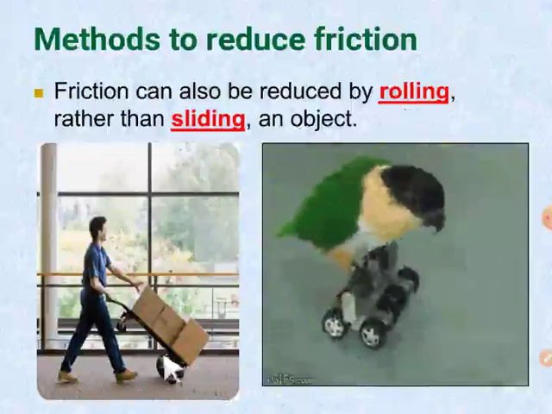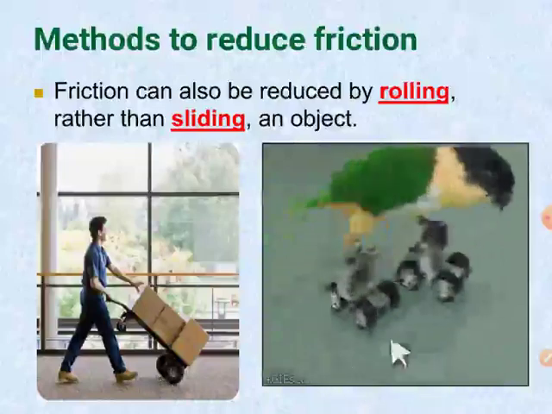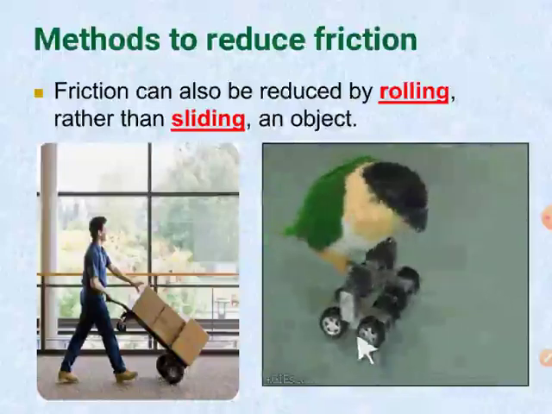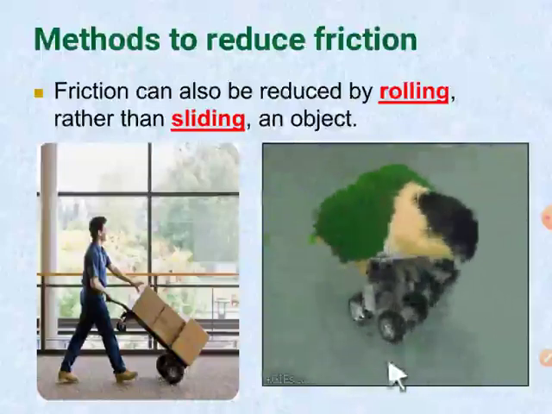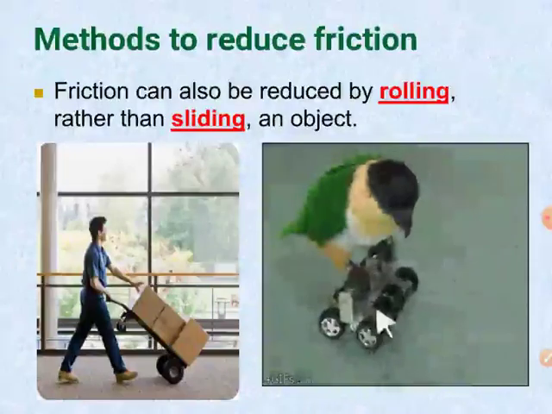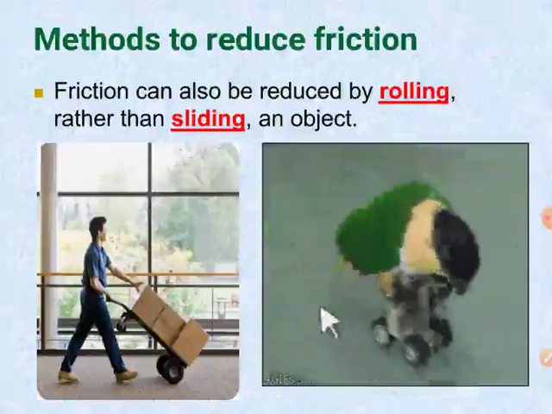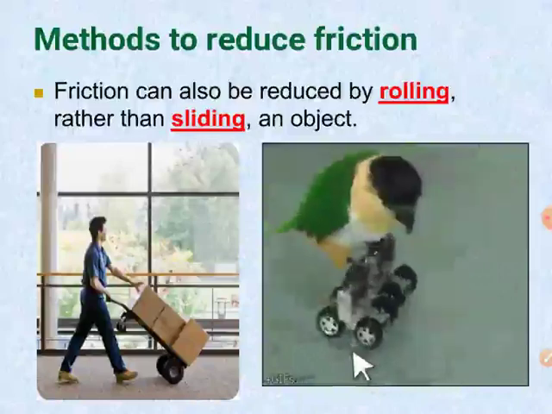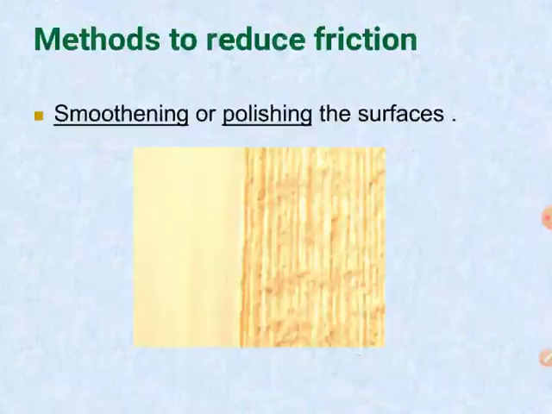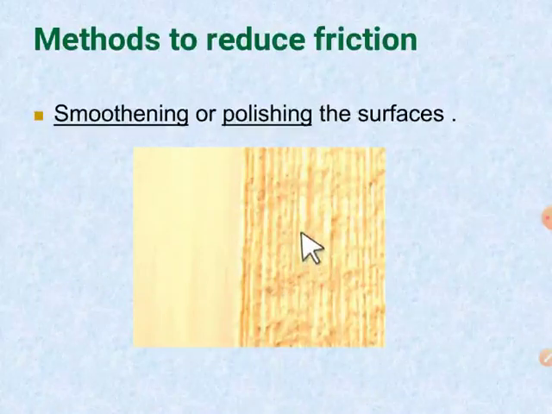So here you will see rolling wheels, also in this parrot there are some toy wheels. Just to move it, it will be easier to move. Got it? These are nothing but the ways and means to reduce the friction. And the last one to reduce the friction is smoothening or polishing of the surfaces. If the surfaces are rough like this on the right hand side, then it will have more friction.